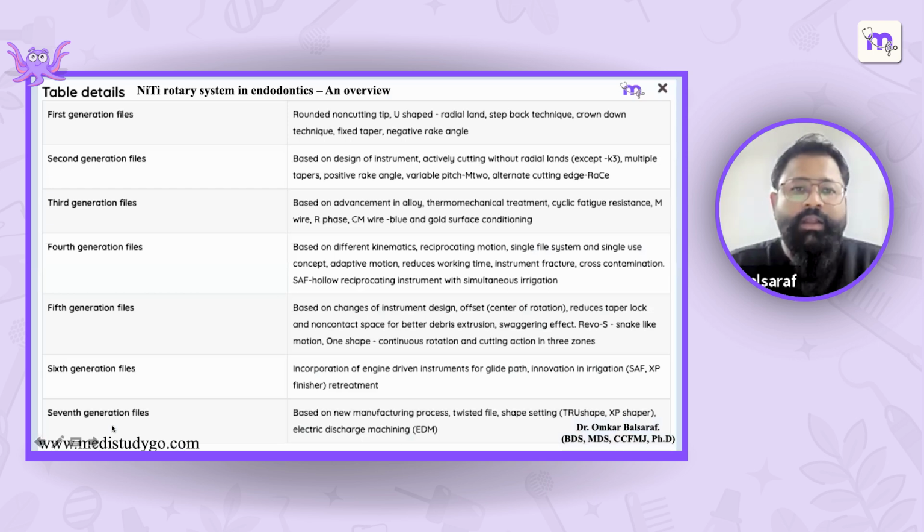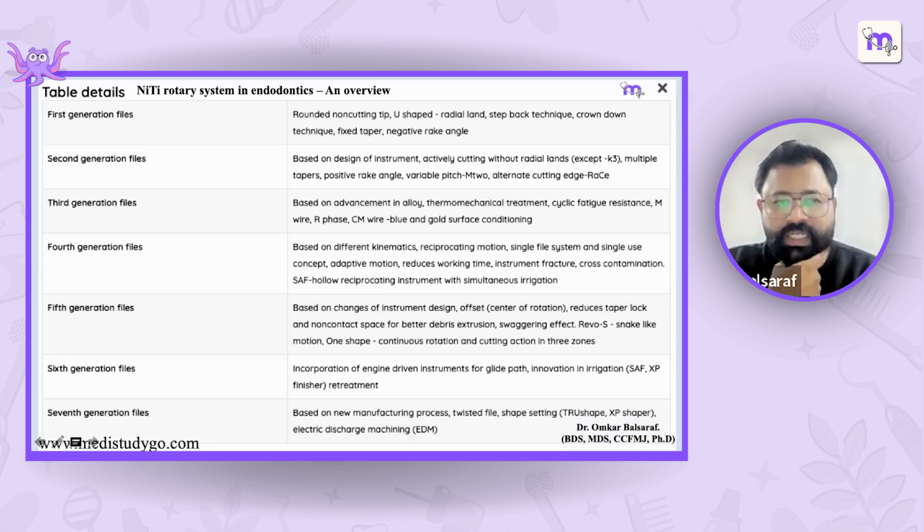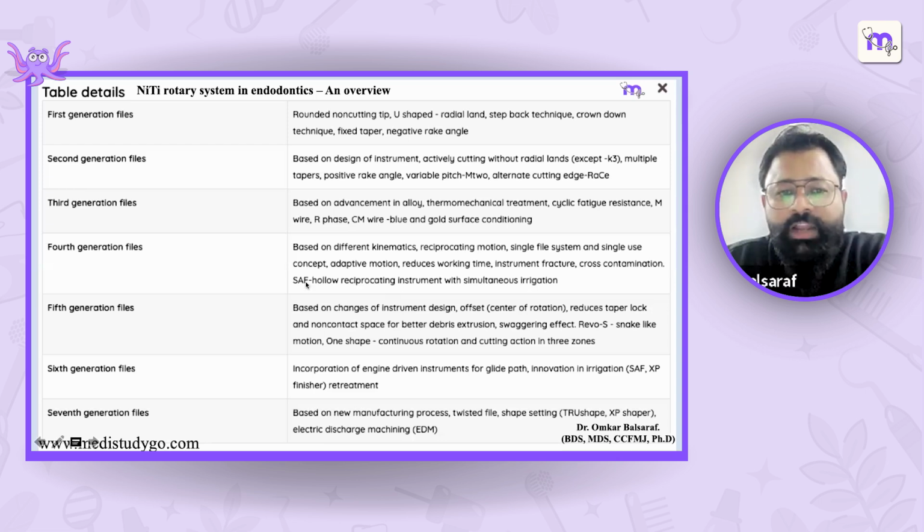So just to give you an overview: the first generation files are U-shaped files. The second generation files are actively cutting without radial lands. I've given a couple of examples like M2 or Edge Race. Third generation instruments are R-Phase, M-Wire, CM Wire, Blue and Gold, and surface conditioning. Fourth generation are based on kinematics, reciprocating motion, single file system, and single use concept. We also had a file called SAF.